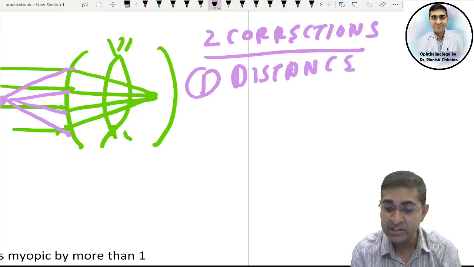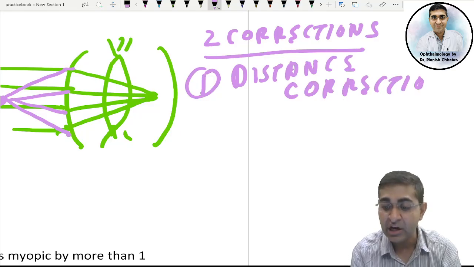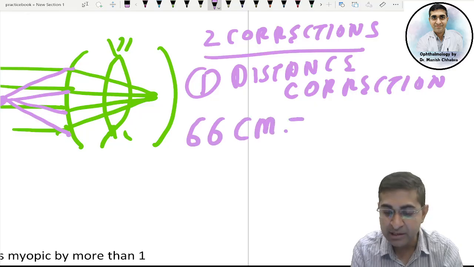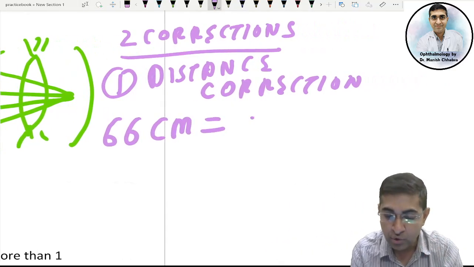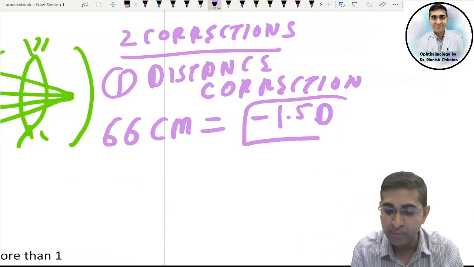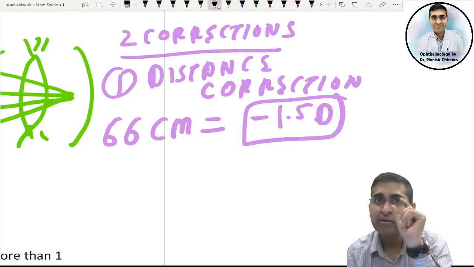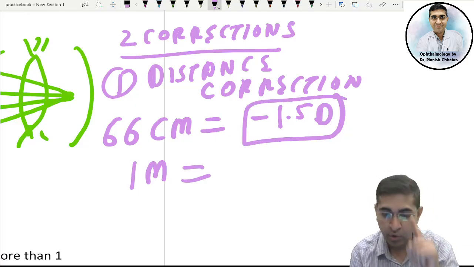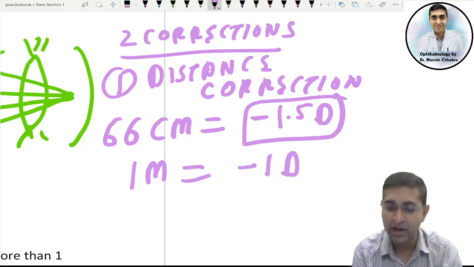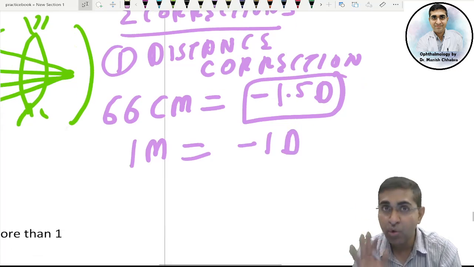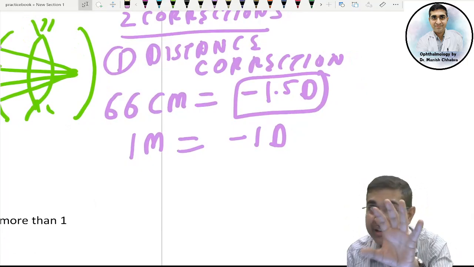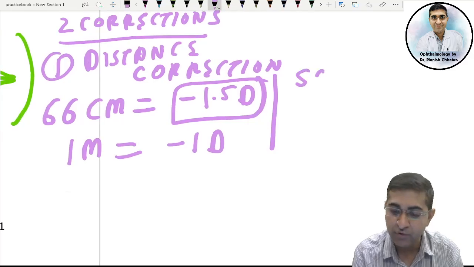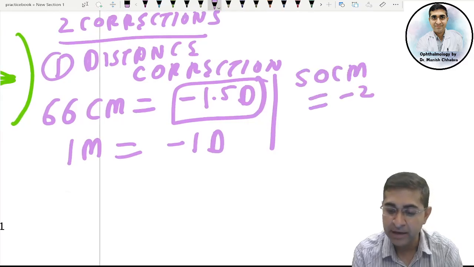So boys and girls, for distance correction, the nearer you are to the patient, the more deduction you will do. Suppose you are doing retinoscopy from a distance of 66 centimeter, you will deduct minus 1.5 diopter from the neutralization value. If you are doing retinoscopy from 100 centimeter or 1 meter, you will deduct minus 1 diopter, because the nearer you are, the more divergent the light rays will be and the more deduction you will apply. In simple terms, if you are doing retinoscopy from 50 centimeter, you will deduct minus 2.0 diopter.